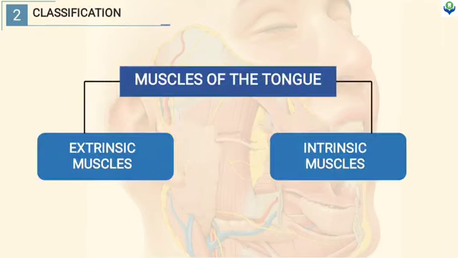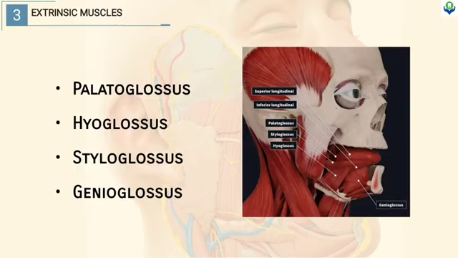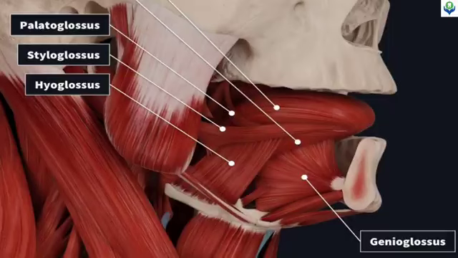The muscles of the tongue are broadly classified into extrinsic muscles and intrinsic muscles. The extrinsic muscles of the tongue are palatoglossus, hyoglossus, styloglossus and genioglossus. Now here is a closer view of all the extrinsic muscles of the tongue.